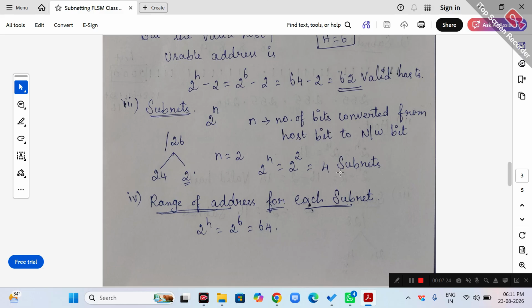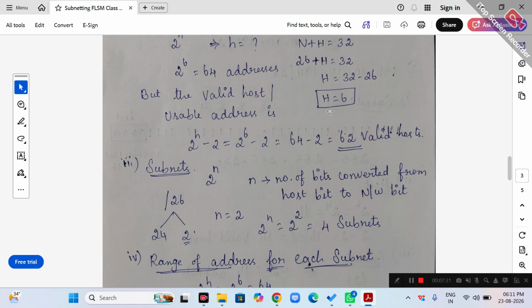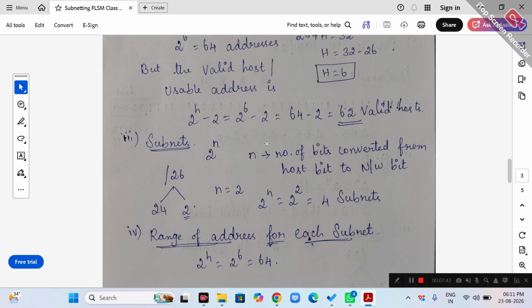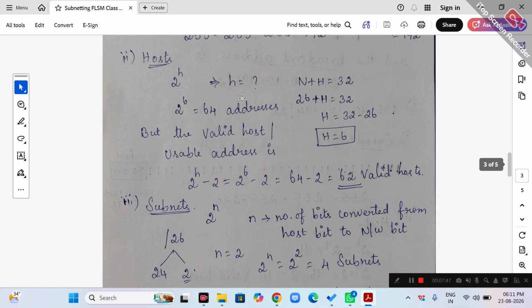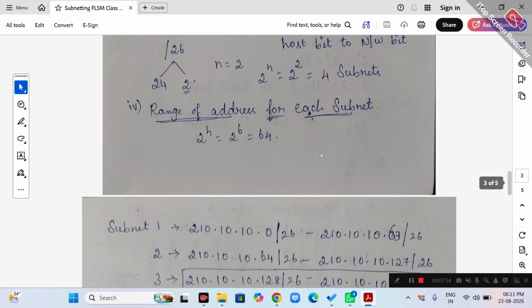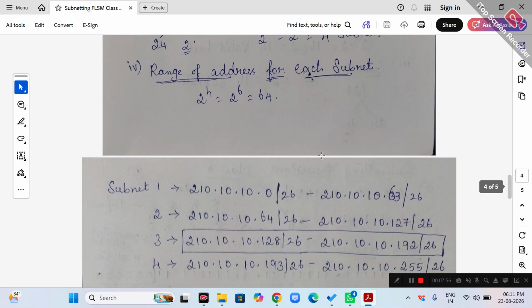For each and every subnet, what is the range of the address? We already know 2 to the power h equals 2 to the power 6, so 64 addresses are there in each and every subnet. Out of that 64, 2 addresses are used for network and broadcast, as we discussed in the previous video. So 64 addresses are there in the subnet. For the 4 subnets, now we have to write the range of addresses.